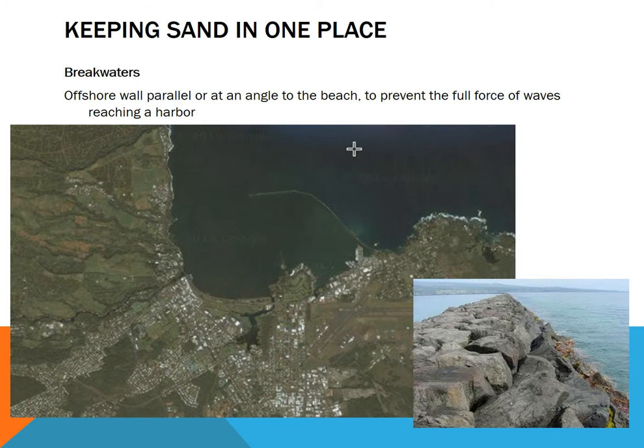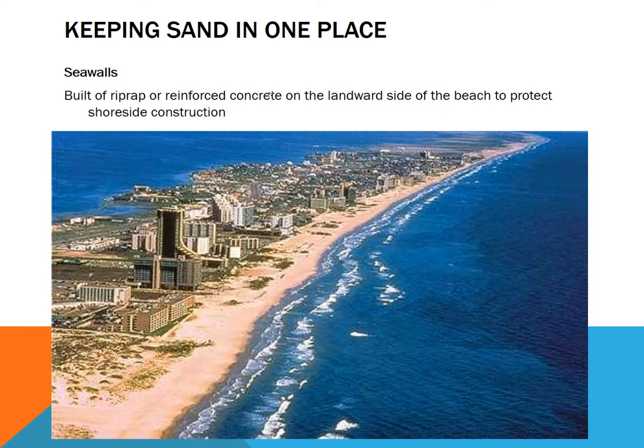But the inside picture there is showing you a close-up of what that barrier actually looks like. So it really is just a pile of a bunch of big rocks. You can also build a seawall. These are often built of riprap, which is just big pieces of rocks, or reinforced concrete on the landward side of a beach that protects shore-side construction.